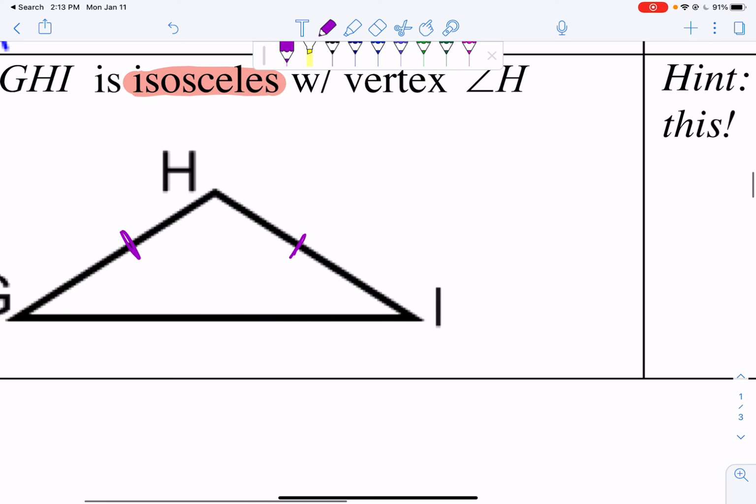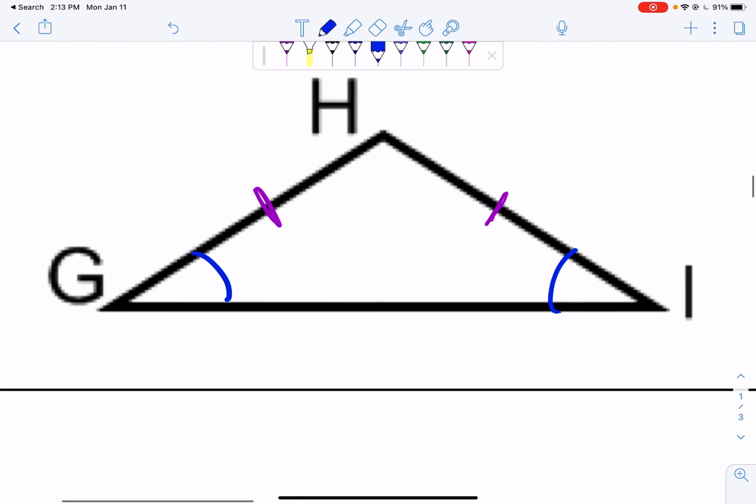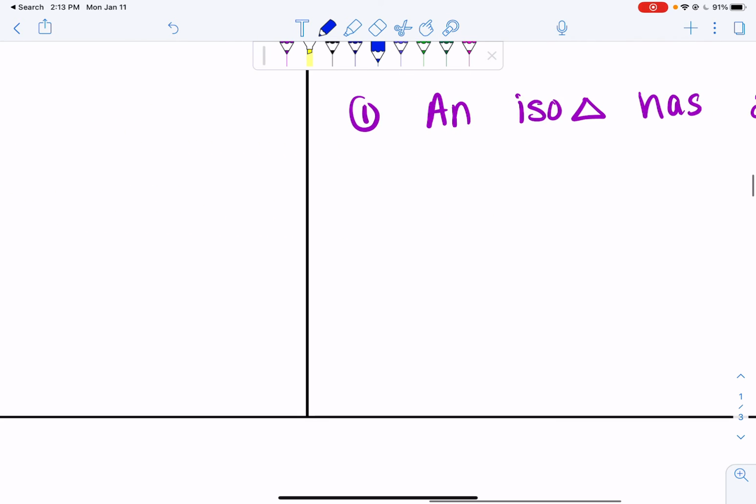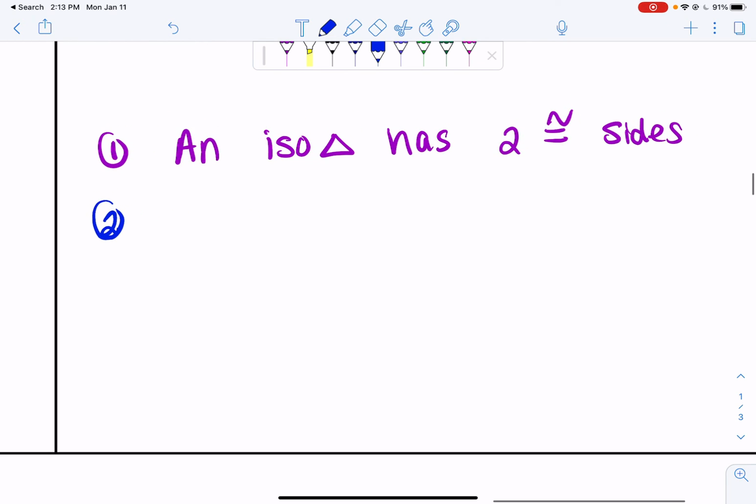Our next one. In an isosceles triangle, we also know our base angles are congruent. So I could say angle G and angle I are congruent. If you want, you can also number them 5 and 6, or you can say G and I. So you say angle 5 congruent to angle 6. And my reasoning would be, an isosceles triangle has two congruent base angles.